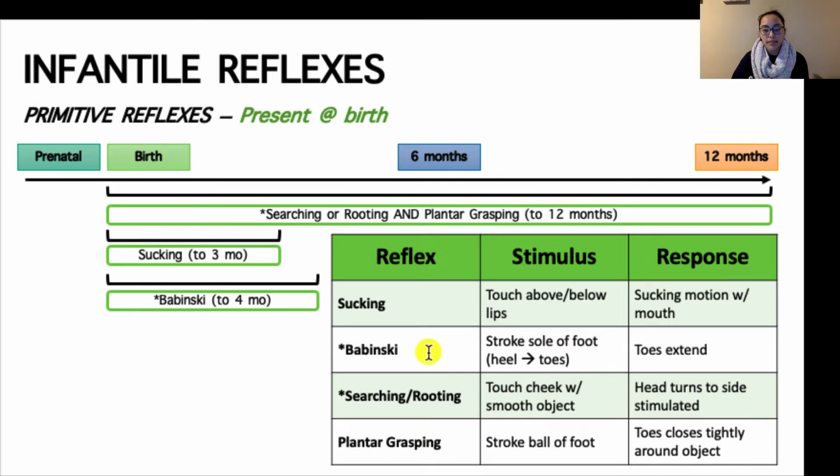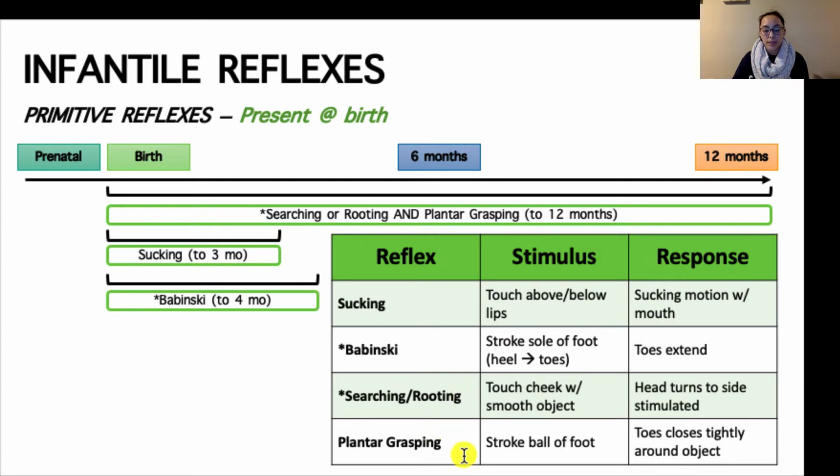The Babinski reflex is present up to 4 months, and that is when you stroke the sole of the foot, specifically from heel to toe. And when you do that, the toes extend. Searching or rooting reflexes are when you touch the cheek with a smooth object, or you just stimulate the cheek, and then the head will turn to whatever side was stimulated.